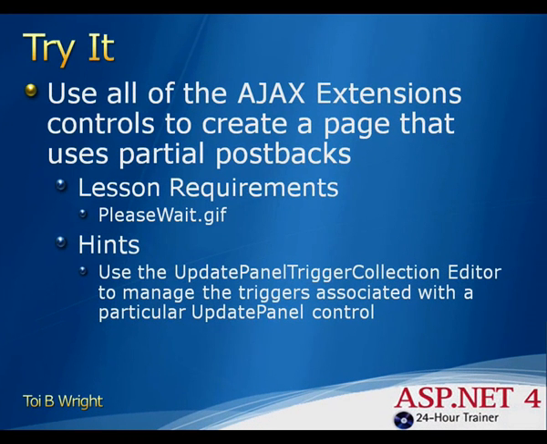In this lesson, you use all of the controls in the AJAX Extensions Controls group to create a page that uses partial postbacks. The requirement for this lesson is the pleasewait.gif file, and the hint for this lesson is to use the Update Panel Trigger Collection Editor to manage the triggers associated with a particular update panel. The Update Panel Trigger Collection Editor is accessed via the Triggers property of the Update panel while in Design View.